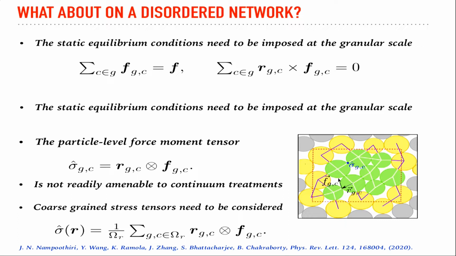So in a disordered network, the static equilibrium conditions have to be imposed exactly at the granular scale, and what is the macroscopic static elasticity is unclear. And this is just a simple force balance equation, and this is just a torque balance equation where these are contact forces. The G stands for the grains, C stands for the contact of that grain. And so the static equilibrium conditions are imposed on the granular scale, but the particle level force moment tensor is not readily amenable to continuum treatments because of the disorder in the packing. And so it's necessary to go to coarse grain stress tensors in order to understand what is happening at large scales. I won't go into detail here. Shubhro has already explained this in quite some detail.